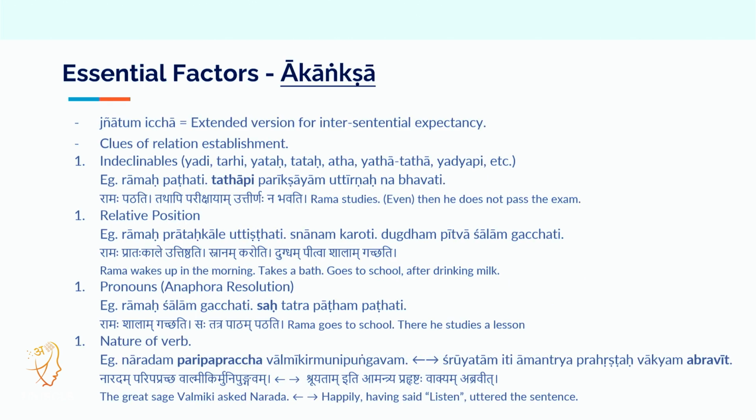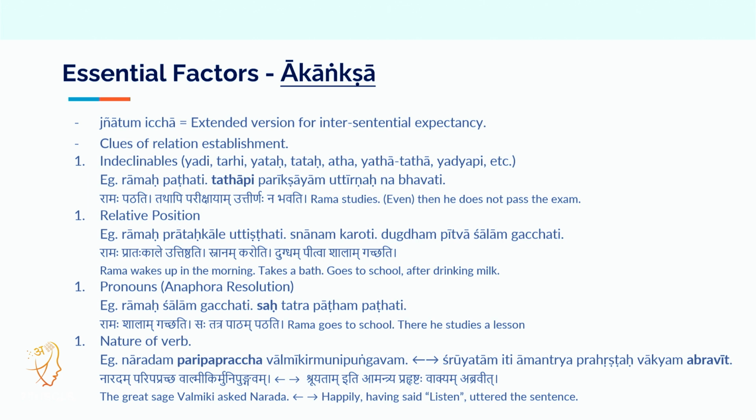So let us now move on to the clues, or the three factors that essentially decide the relation between two sentences. The primary factor is akanksha. Akanksha means jnatum ichha, or expectancy. We have already used this expectancy factor to decide the dependency relation within the sentence, but we found that this concept can be extended outside the boundary of a sentence. So we have used a few clues in which this akanksha can help us understand the relation between two sentences.